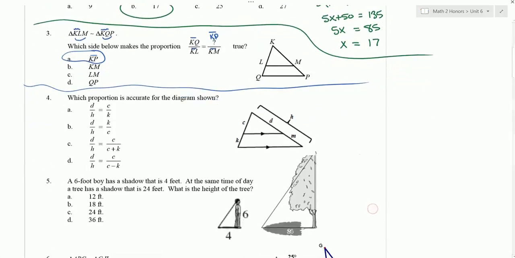Number 4, which proportion is accurate for the diagram shown? So let's check them out one by one. So D over H, so we have the small triangle over the large triangle is C over K, which is small triangle to, now K is not a side of a triangle. K is part of a segment length, but that segment length is not part of a full triangle, so we know A is wrong.